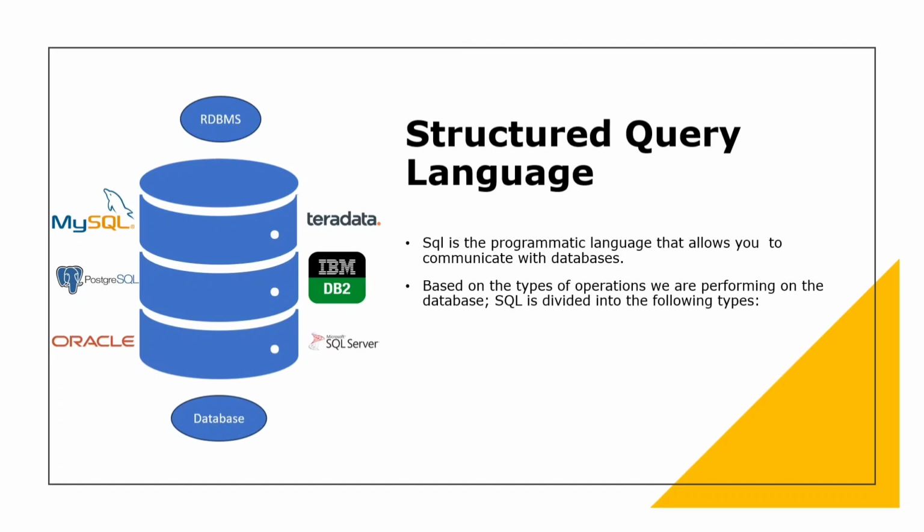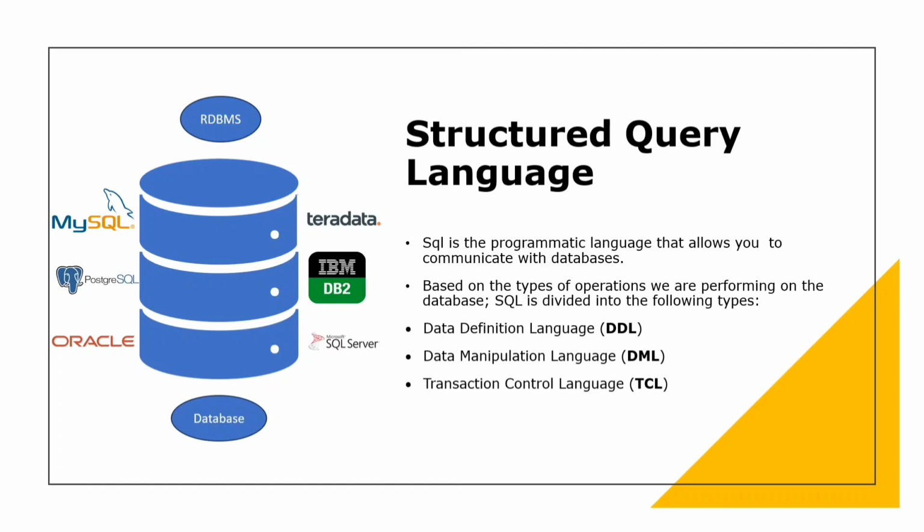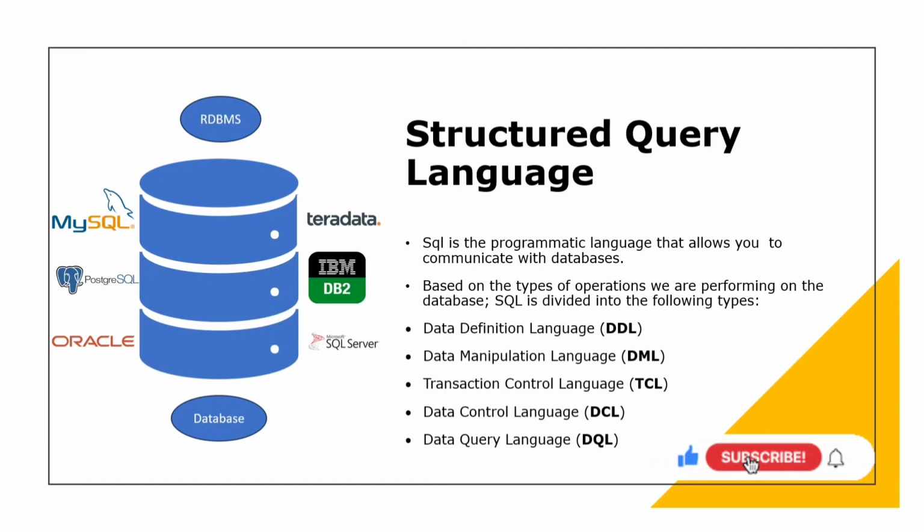So no matter which RDBMS database you use, the SQL which we are going to cover in this video will be applicable to all, and it will help you to learn. Based on the types of operation we are performing on the database, SQL is divided into the following types. We have data definition language, which is DDL, data manipulation language, which is DML, transaction control language, which is TCL, data control language, which is DCL, and data query language, which is DQL. In the coming videos, we'll learn in detail which commands fall under DDL, DML, TCL, DQL, and DCL.